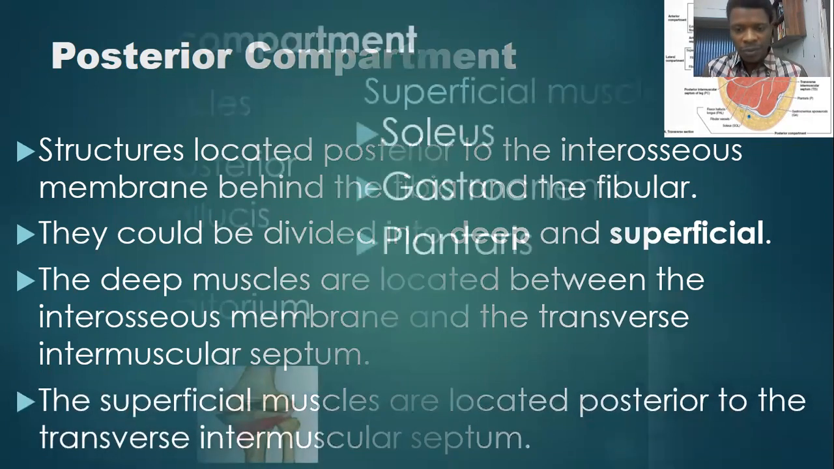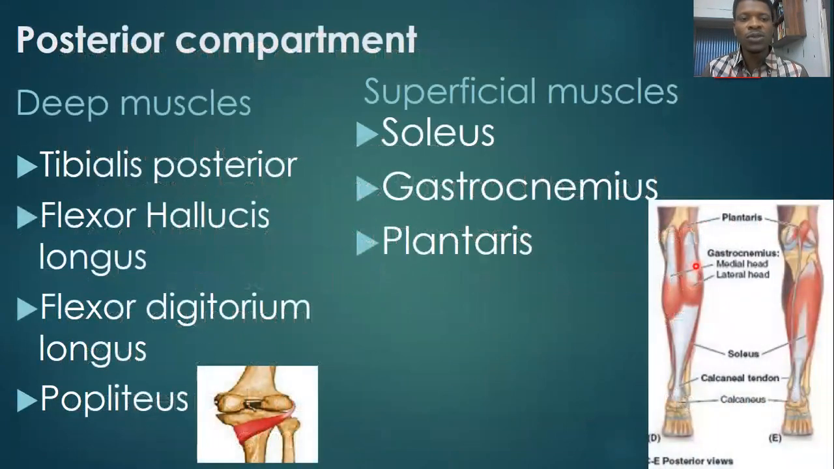All right. So the deep muscles will comprise the tibialis posterior, flexor hallucis longus, flexor digitorum longus, and the popliteus. These are deep muscles of the posterior compartment of the leg. But the superficial muscles will include the soleus, the gastrocnemius, and the plantaris. The soleus and the gastrocnemius will form the calf muscles.